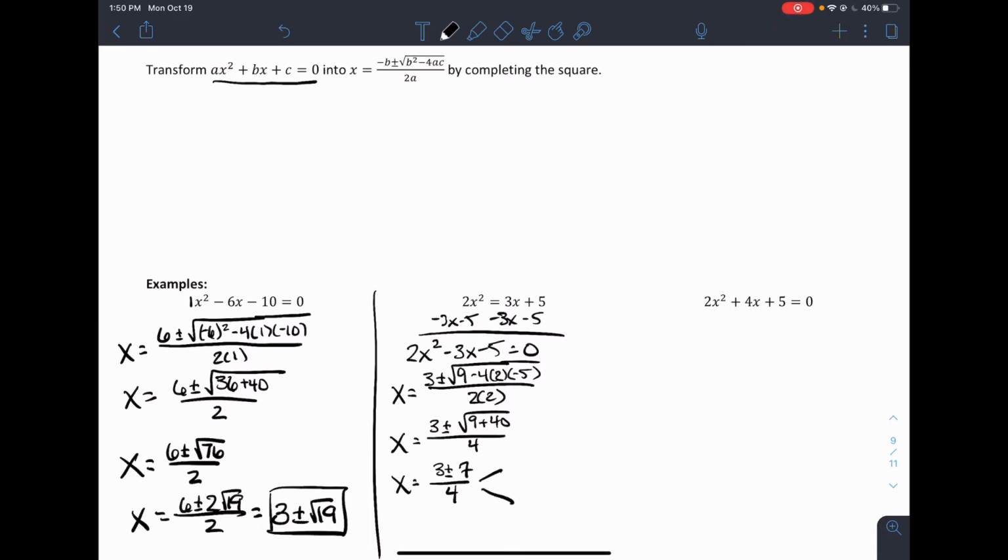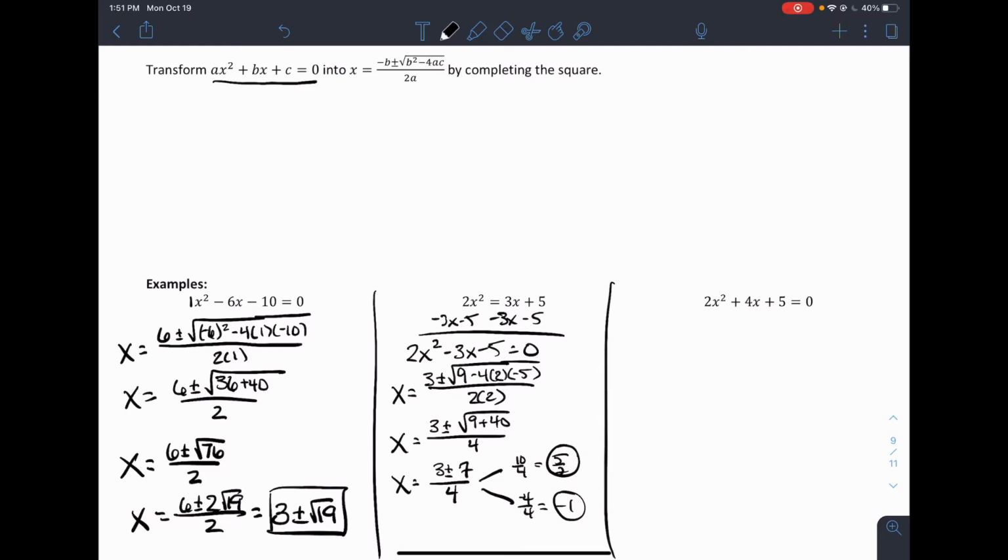3 plus 7 is 10 over 4, which is 5 halves. Or 3 minus 7 is negative 4 over 4, which equals negative 1. This tells me that we could have factored it since we got nice rational solutions. So this might not have been the most efficient method of solving this equation, but it worked.